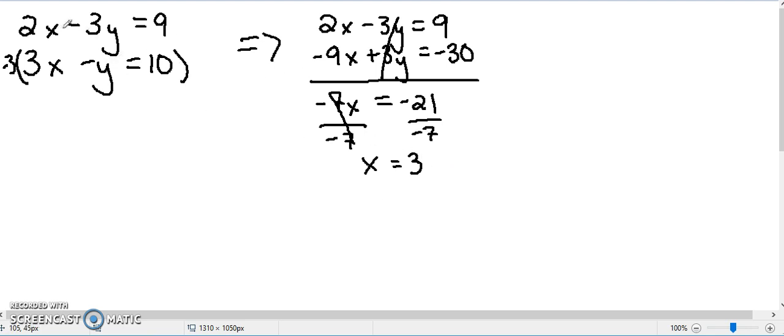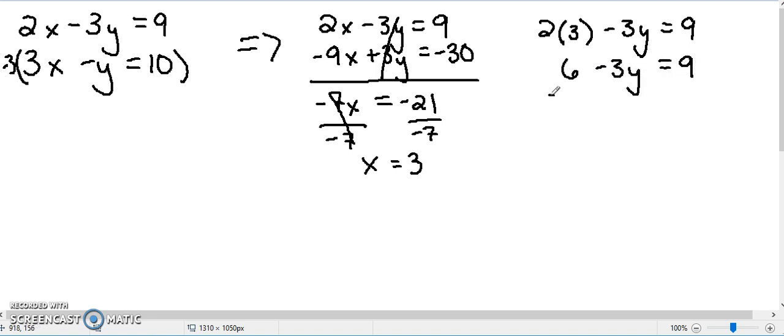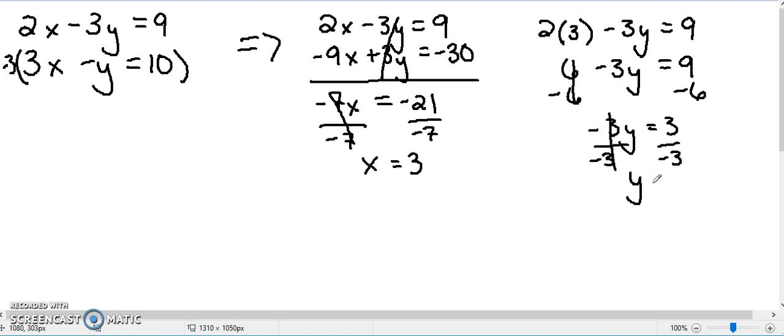Now I have x, I can plug it into either one of these original equations and find y. So we'll put it in this first one, putting 3 in for x right there, and we solve for y. So that gives me 6 minus 3y equals 9. Subtract that from both sides. Equals 3, and divide by negative 3. And we find out that y equals negative 1. And I have my full solution. I have, really this will be the point, 3, negative 1.